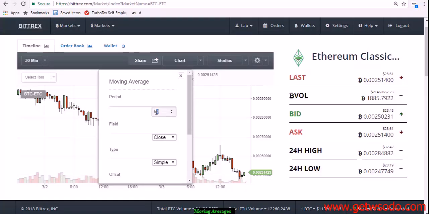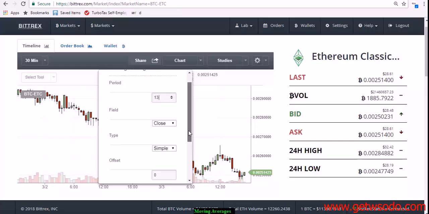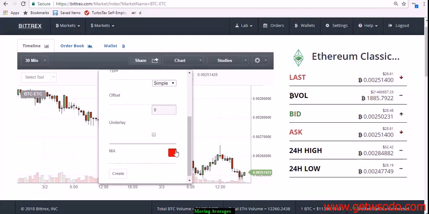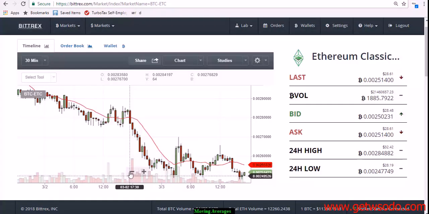So with this, I'm just going to bring this down to, let's just say, 13. That's going to analyze about 6.5 hours at a time. So I have a period of 13, which is going to be 13 candles, aka 6.5 hours, because we're on 30 minutes. I have the simple, and the simple moving average is going to be red. I'm going to click create.